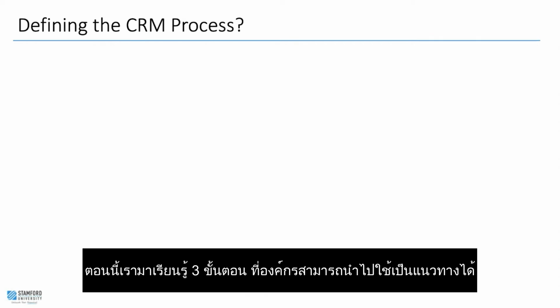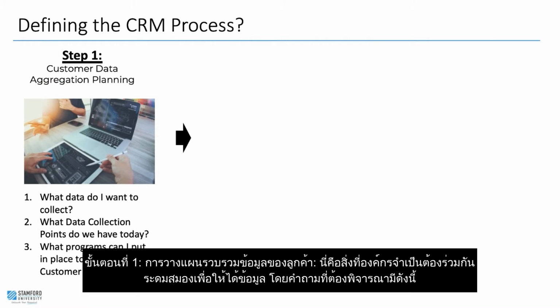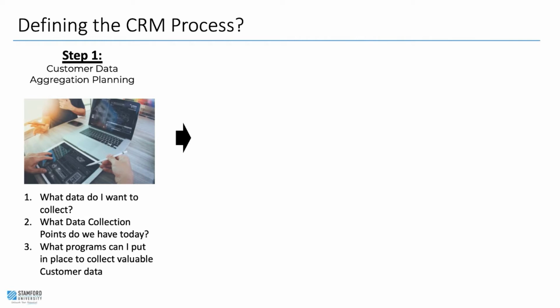Now, what I want to do is introduce the three-step process that any organization can use as their guide around CRM. All right? The first step, customer data aggregation planning. This is where an organization needs to brainstorm the ways that they can collect data. Questions that they should ask themselves, or things they should consider.